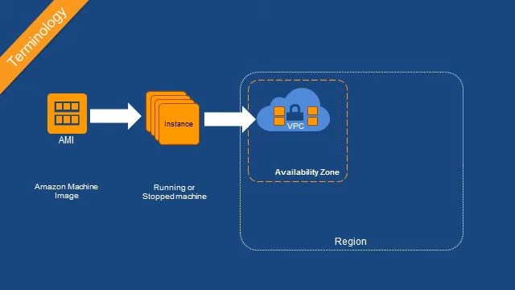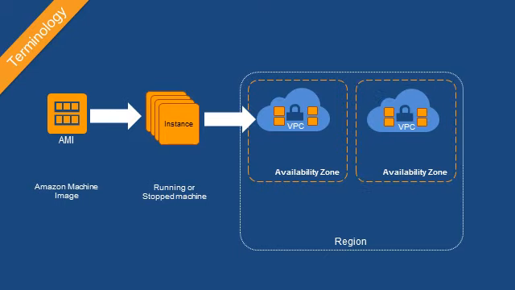These VPCs sit within regions, which have within them availability zones, and we have multiple availability zones per region. Each availability zone represents an independent failure domain comprising one or more facilities. So you know that if you distribute your application and your instances across multiple availability zones, you can get very, very high levels of availability for your application.